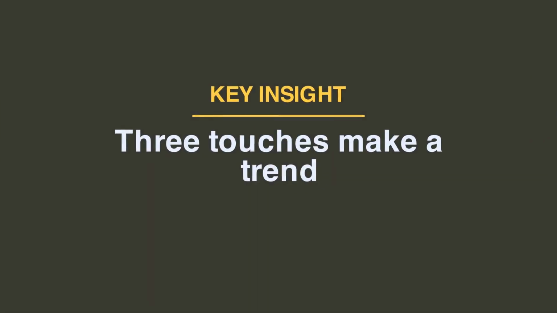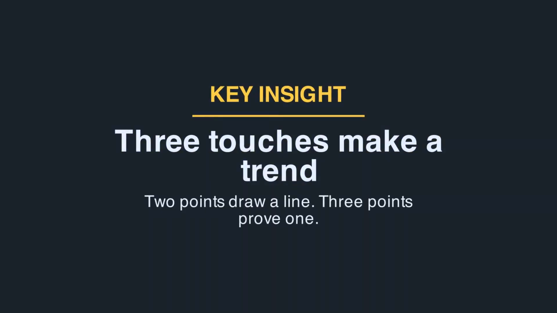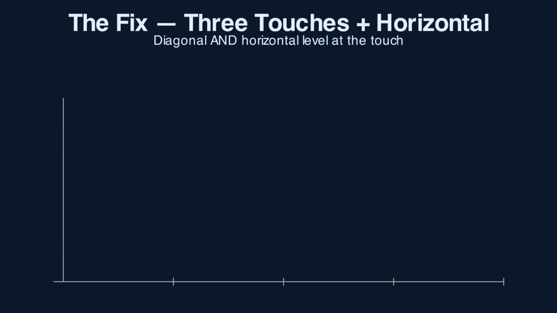Here's the key statistical insight. 2 points define a line in geometry but tell you nothing in markets. A third touch is the market's confirmation that the diagonal level is real, that participants are actually treating that price as meaningful support or resistance. Most professional traders won't act on a trend line until the third touch confirms it. That delays your entry compared to the textbook playbook, but it eliminates the majority of the failed line losses that drain accounts.